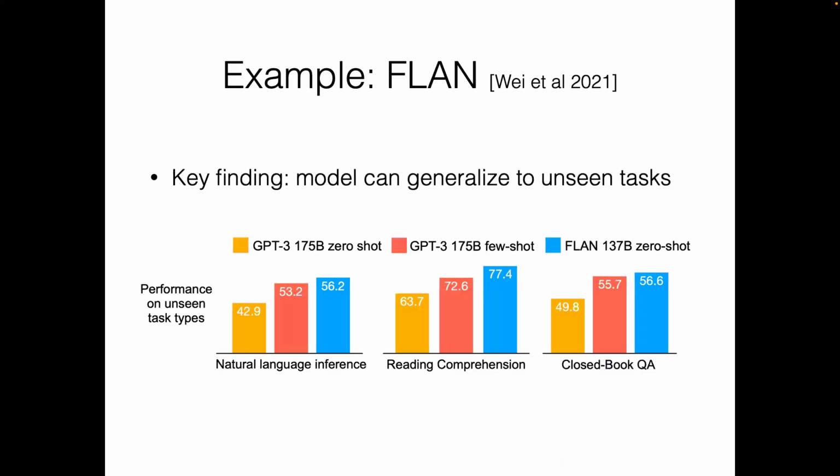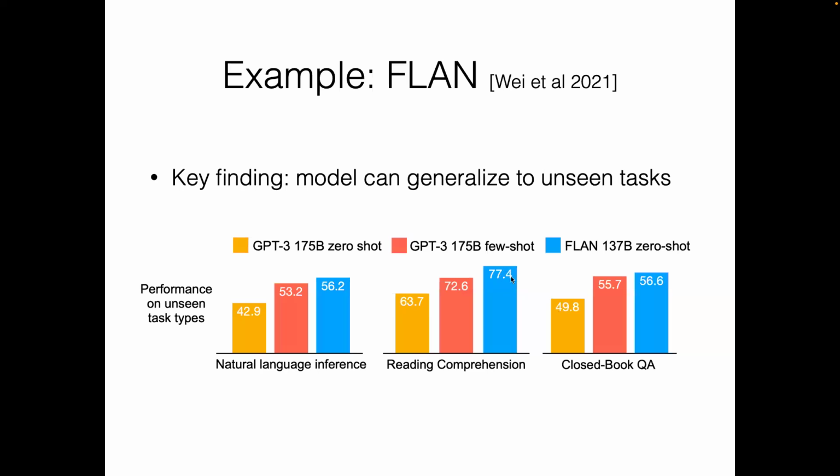And so their key finding, which was somewhat new at the time, was that if you train a model on a data set like this, then it can actually generalize to some unseen tasks. So let's say that we had translation, summarization, but then we didn't have reading comprehension. We didn't have any of those in our fine-tuning set. Then the model is actually able to generalize somewhat after applying this procedure.